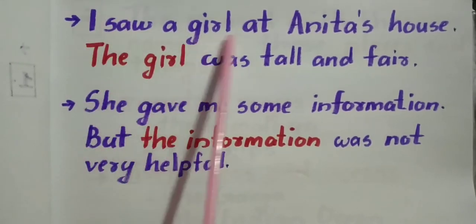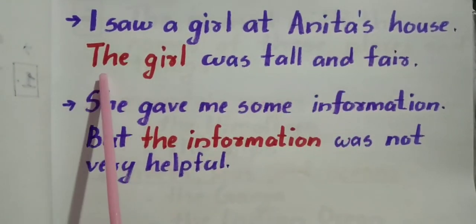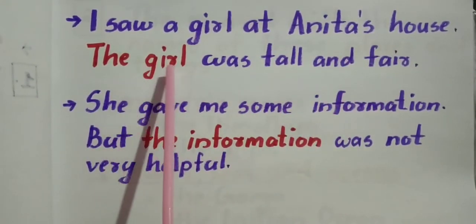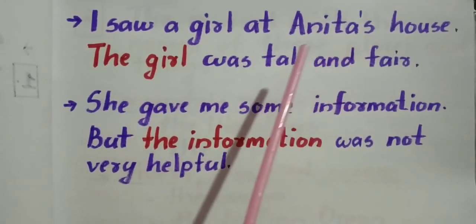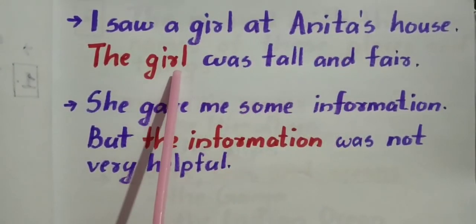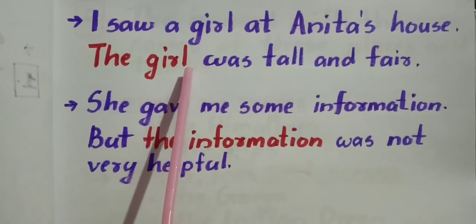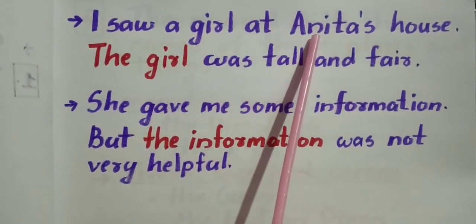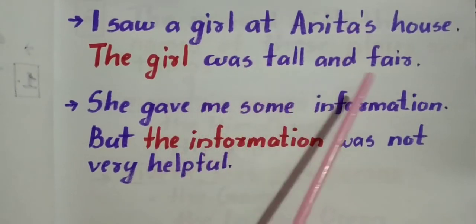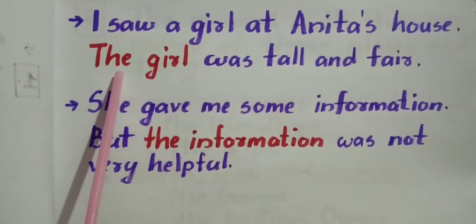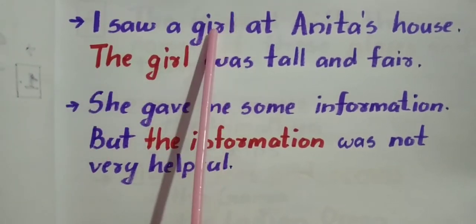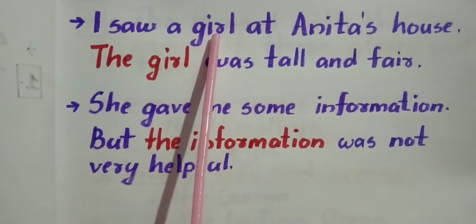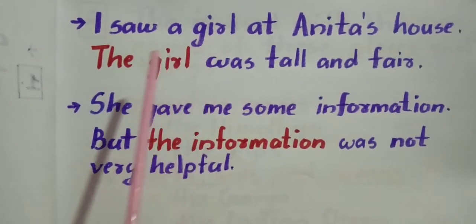I saw a girl at Anita's house. The girl was tall and fair. That girl whom I saw at Anita's house was tall and fair. Not any other girl, but that particular girl whom I saw at Anita's house was tall and fair. So by adding the article the, we are giving the meaning that we are talking about the same noun. We are talking about the same girl whom we mentioned in the first sentence.